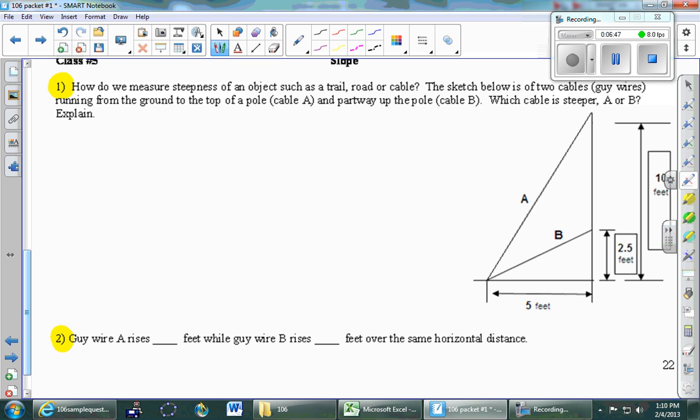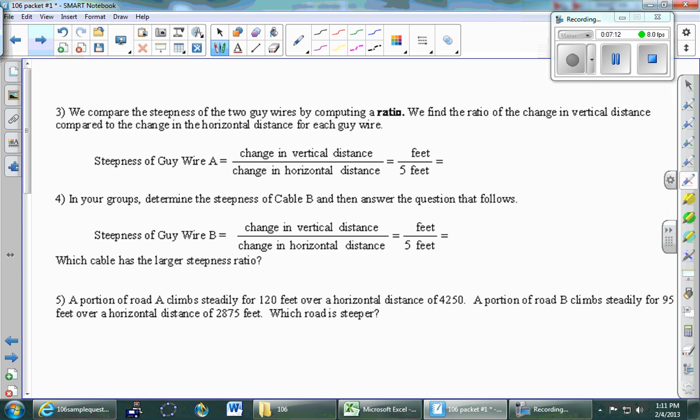So let's fill in the blanks in number 2. Guy wire A rises how many feet? 10 feet, and guy wire B rises 2.5 feet, and it's exactly over the same 5 feet of horizontal. So in this case, it's pretty easy to say, oh, okay, they both go horizontally 5 feet. So whichever one goes vertically more is steeper. But what if they don't both go horizontally the same? So let's go to number 3, and we'll start with Drew.